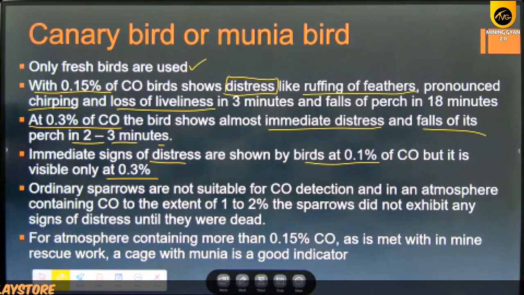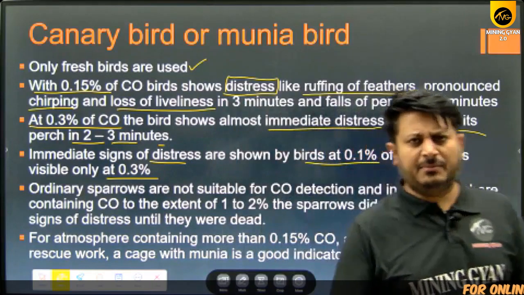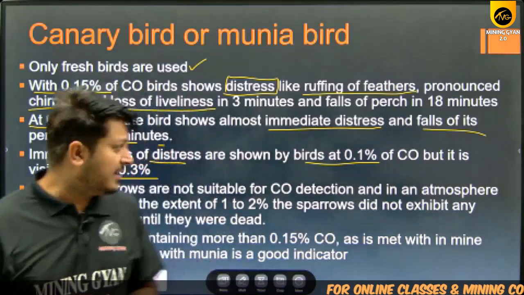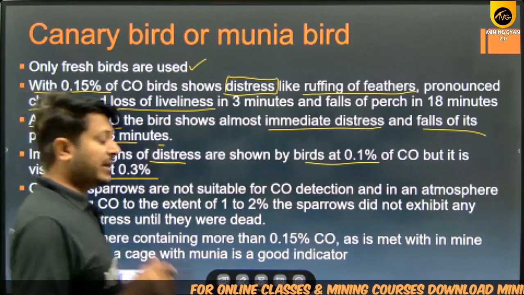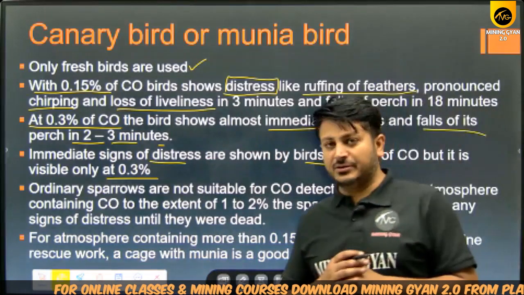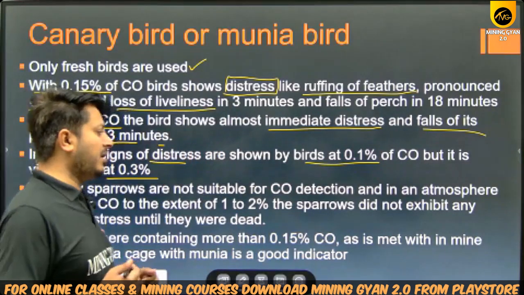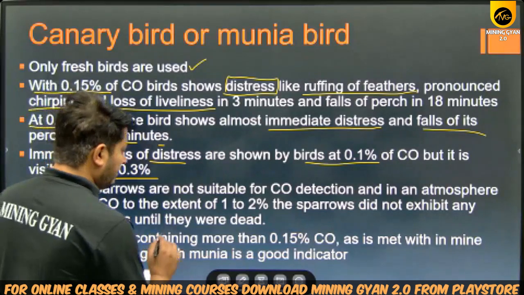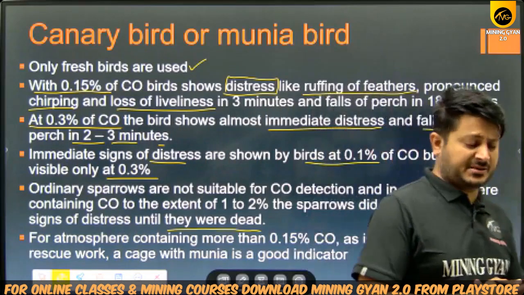Okay, so there will be a question in your mind: sir, why can we not use a normal bird or an ordinary sparrow for the detection of CO? The ordinary sparrow cannot be used for the detection of CO, because ordinary birds or ordinary sparrows have a much greater capacity for inhaling carbon monoxide. They will not show you any type of distress or sign until they are dead.